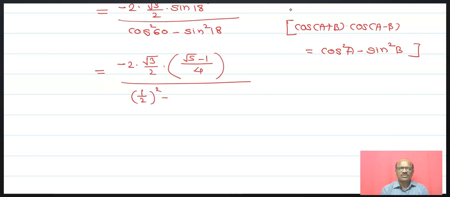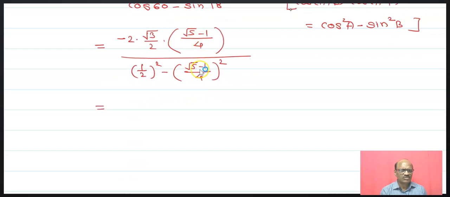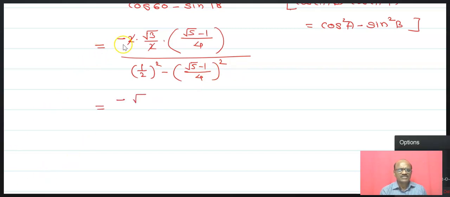The value of cos of 60 is 1 upon 2 minus sine 18, again root 5 minus 1 upon 4, bracket square. We have substituted here and in the simple calculation the 2 gets cancelled, and that's why you will get minus root 3. Next, see this calculation.